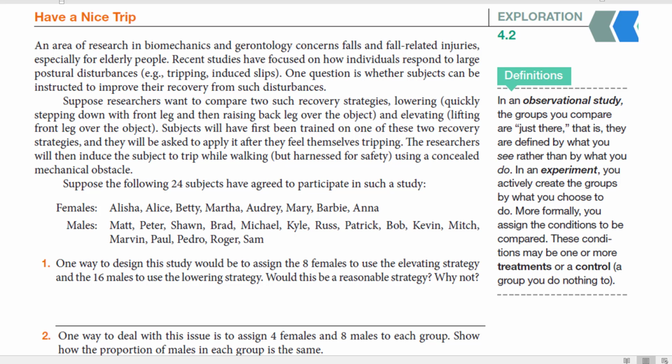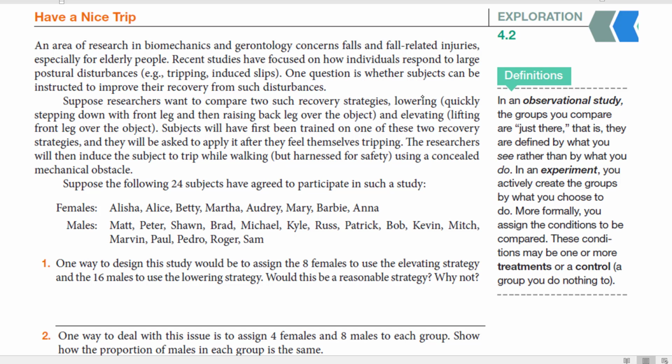So it says, an area of research in biomechanics and gerontology concerns fall and fall-related injuries, especially for elderly people. Recent studies have focused on how individuals respond to large postural disturbances like tripping or induced slips. One question is whether subjects can be instructed to improve their recovery from such disturbances. So suppose researchers want to compare two such recovery strategies: lowering, where they quickly step down with their front leg and then raise their back leg over the object, or elevating, lifting their front leg over the object.